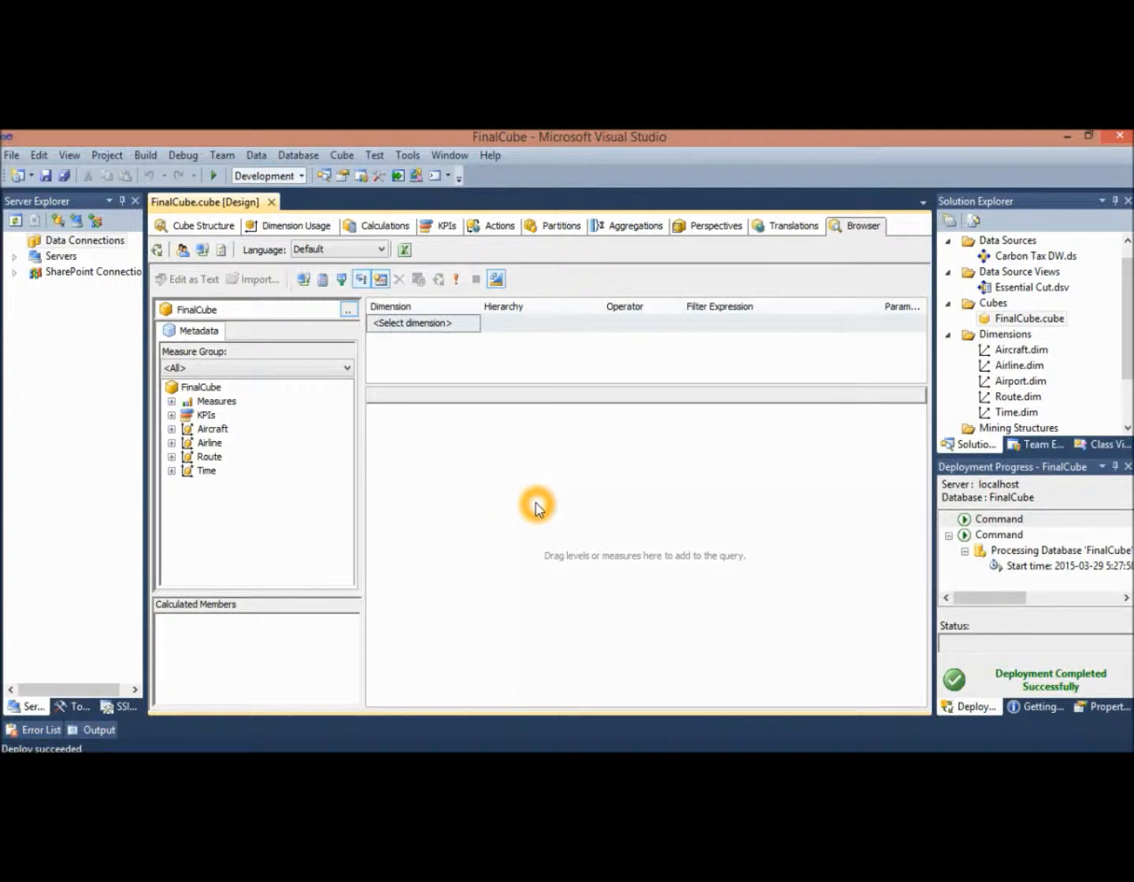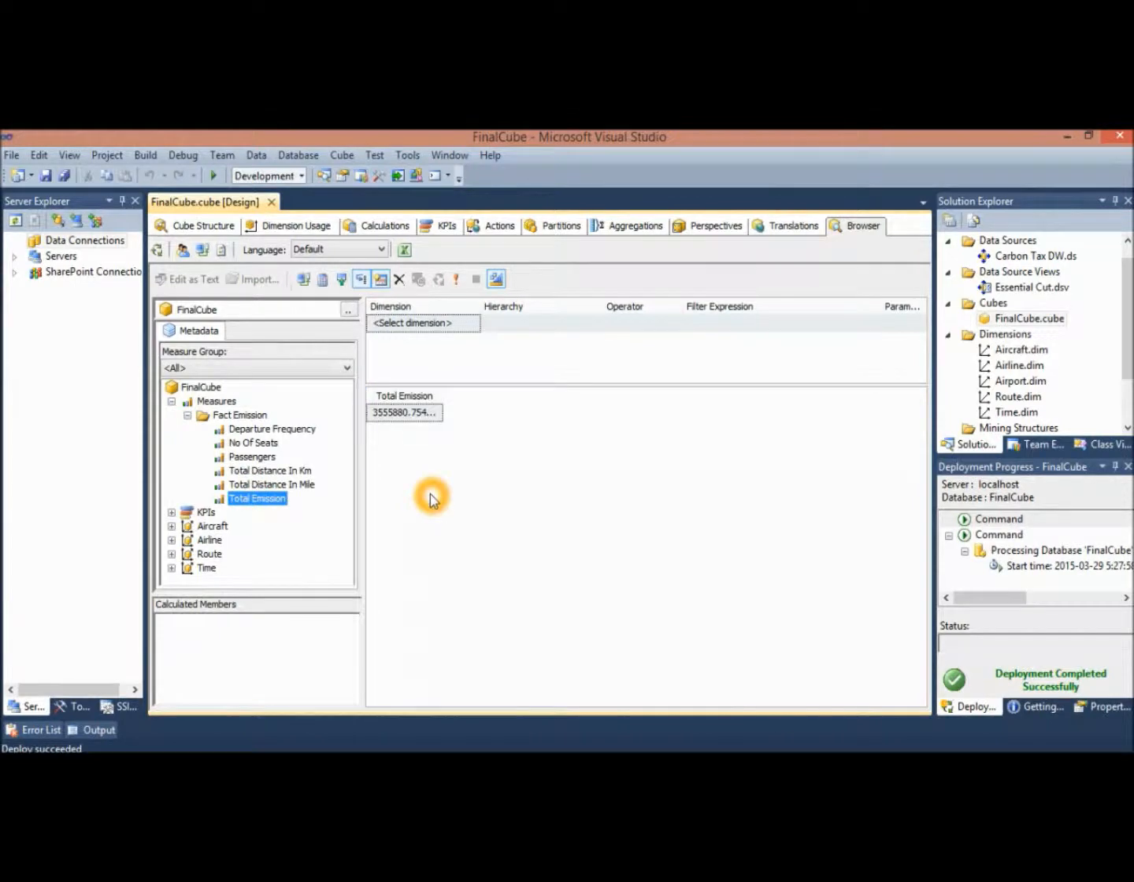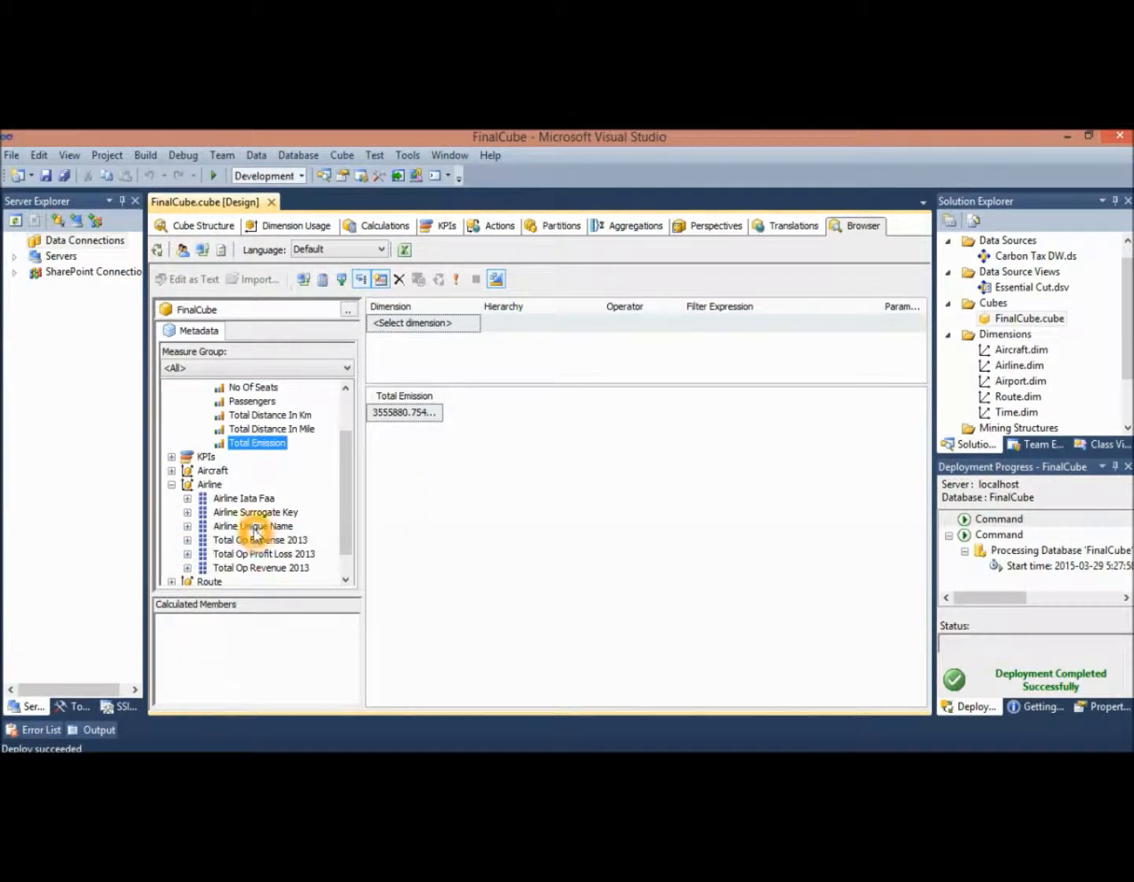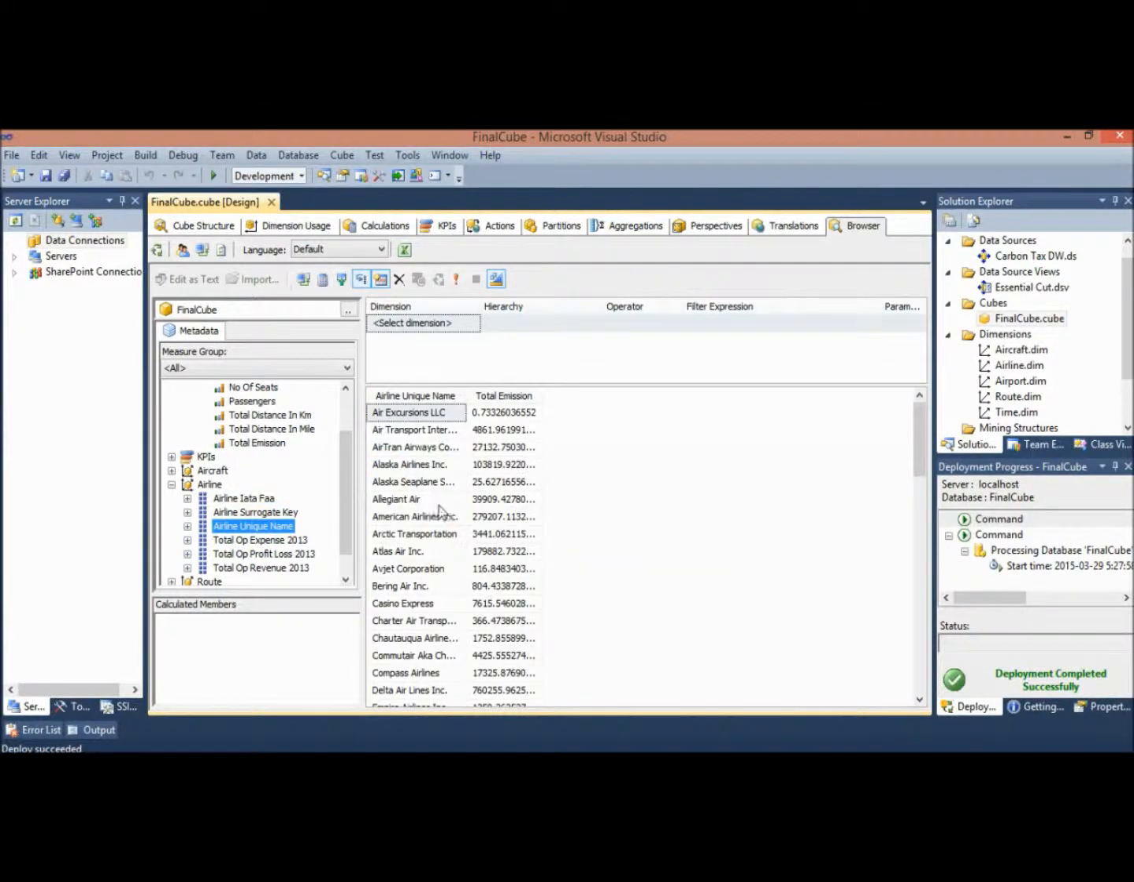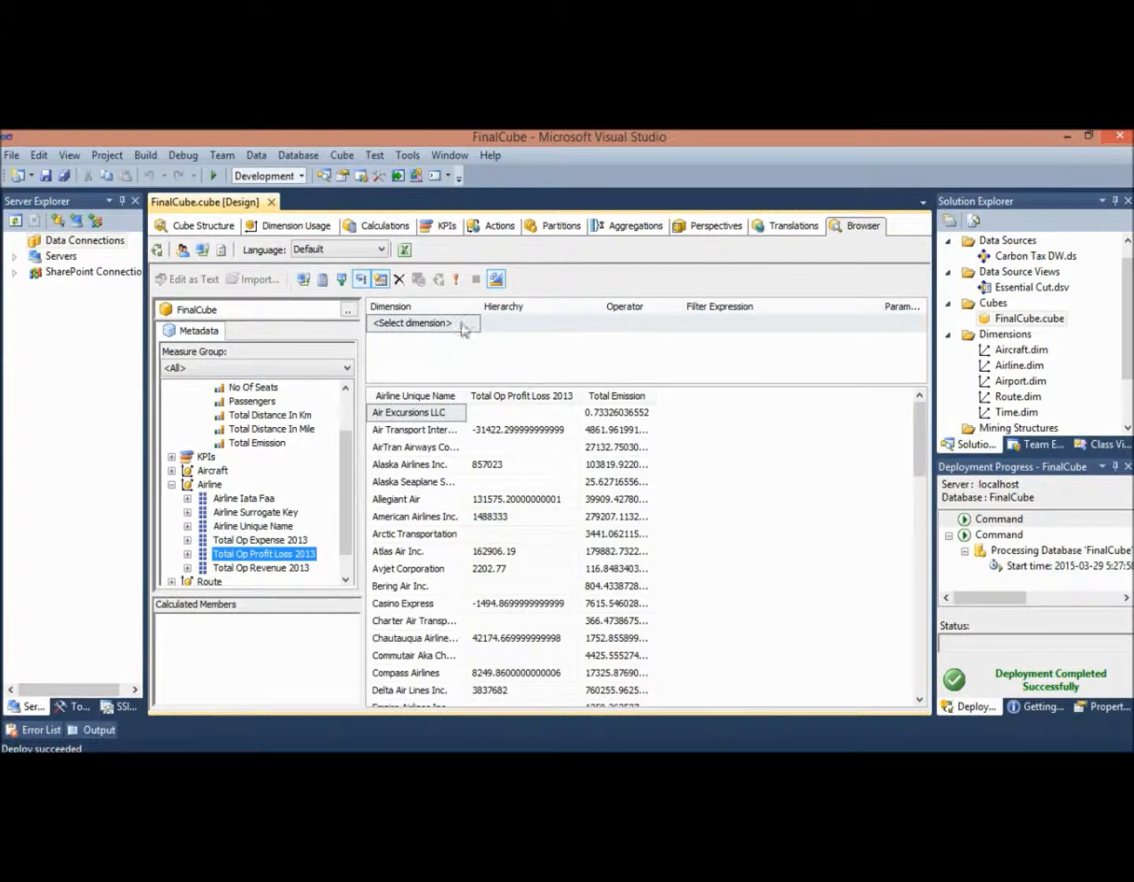Now, we can drag and drop dimensions and measures in order to generate a slice or dice specific to our business questions. For example, I want to look at the distribution of emissions by unique airlines, compared to profit, and filter only those that have a financial record in our database.